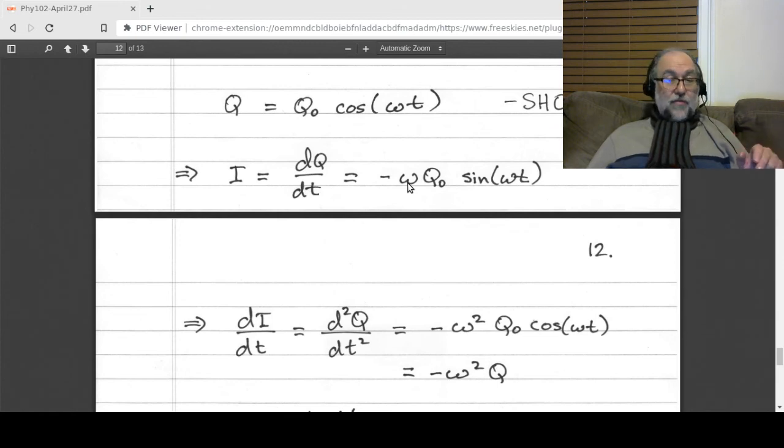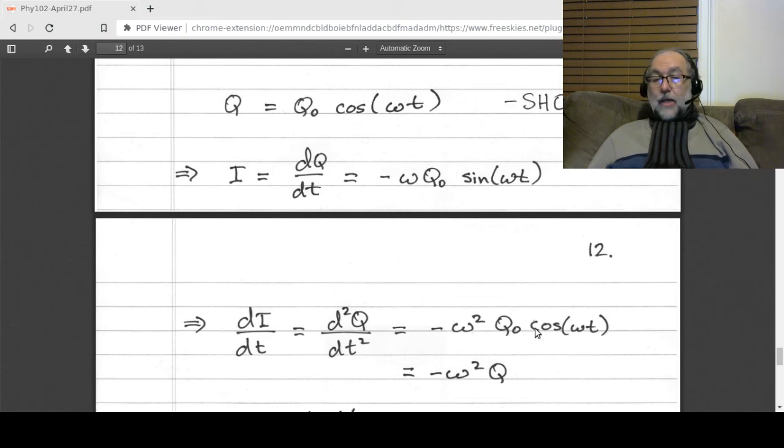Now, we need the second derivative. So we need di by dt, which is the same as d2q by dt squared. If you differentiate this again, differentiating the sine, you get a cosine. The negative from before just carries along, the Q naught from before carries along, and one of the omegas carries along. But you get another omega from the chain rule, because when you differentiate sine with respect to the entire argument, you get cosine of the entire argument, but then you have to multiply that by the derivative of omega t with respect to t, and you get another extra omega there.